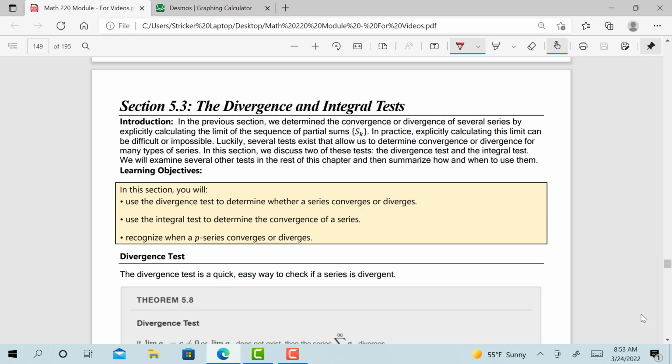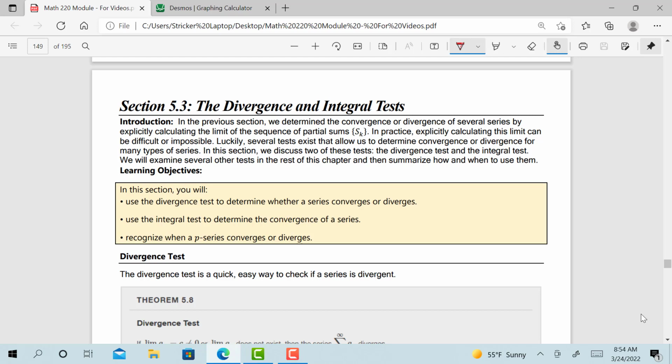You'll also remember in the last section we talked about a specific series. We talked about the geometric series and how to tell if that type of series converged or diverged. We also talked about the harmonic series, and we discussed the fact that the harmonic series always diverges.